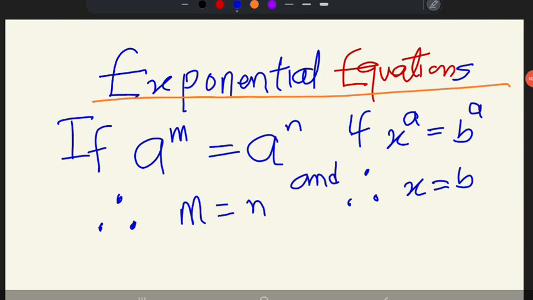Our study of indices still continues, in solving problems involving exponential equations. In an exponential equation, there are some things you must consider: if a raised to power m is equal to a raised to power n, you have to consider that they have the same base. For the fact that the bases are equal, it means the indices must be equal.